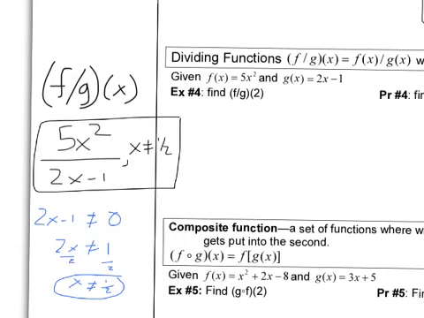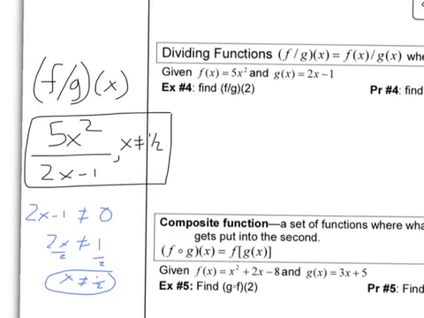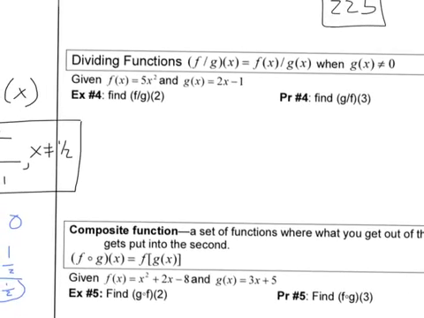You have to put in that restriction when they give you just an x. Now these problems are actually giving us numbers, so they're going to be a little bit easier, but sometimes they're going to give us just the x, and we have to simplify that function. So let's do example number 4. This is f of g of 2.